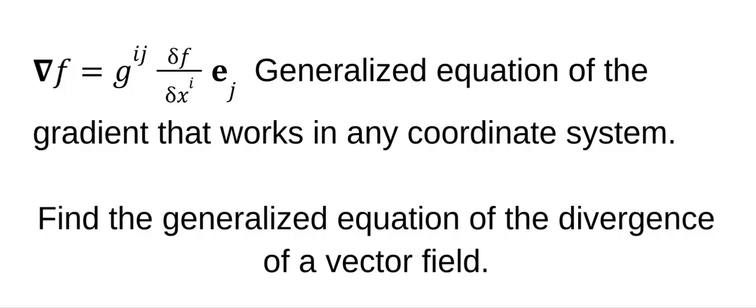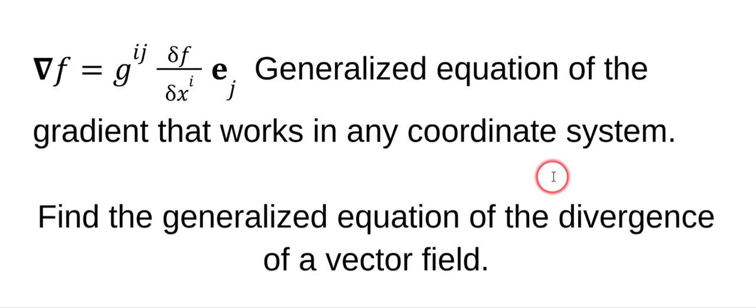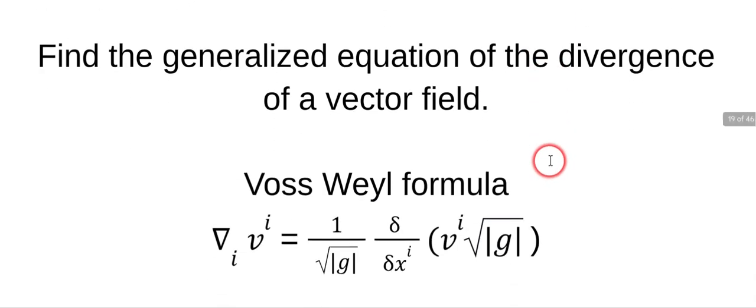A few videos ago, we derived a generalized expression for the gradient of a scalar field that works in any coordinate system. So this is a proper tensor equation. Now we want to find the generalized equation for the divergence of a vector field. This is called the Voss-Weyl formula, and it looks like this.